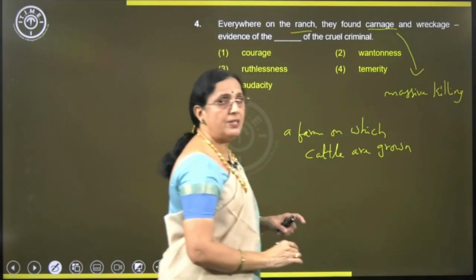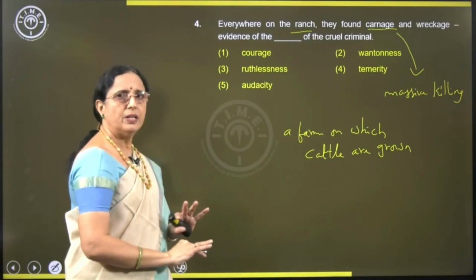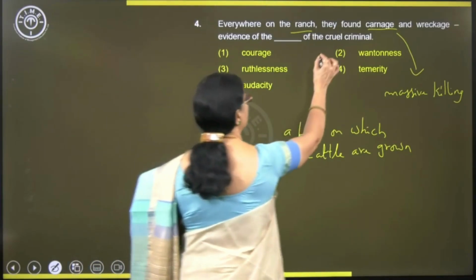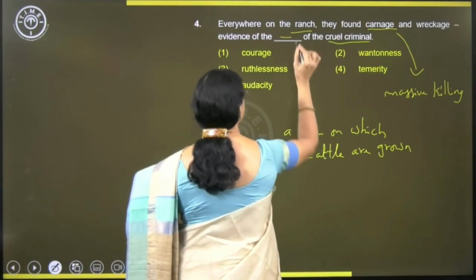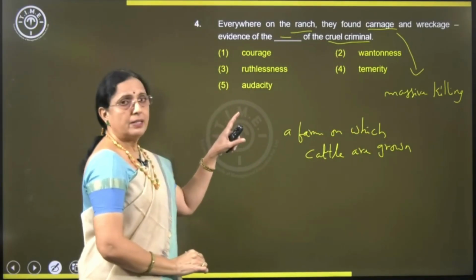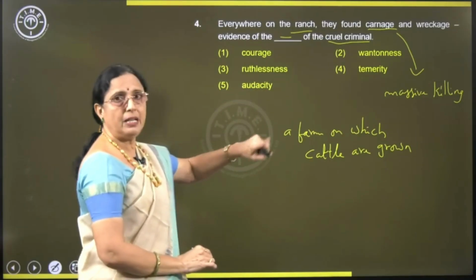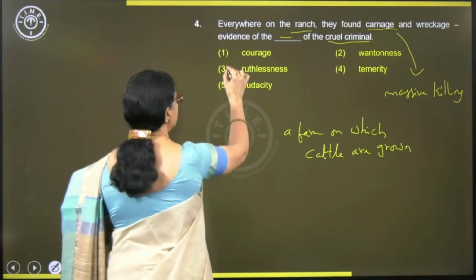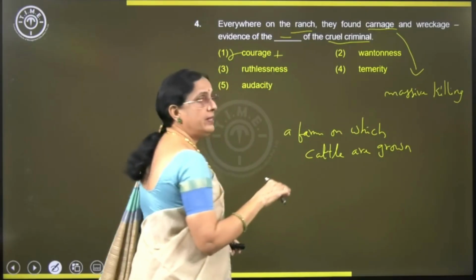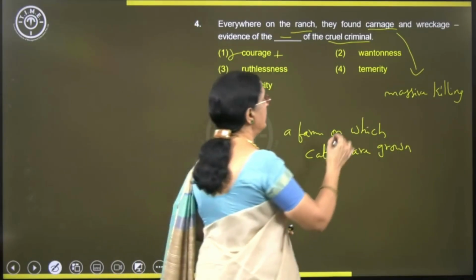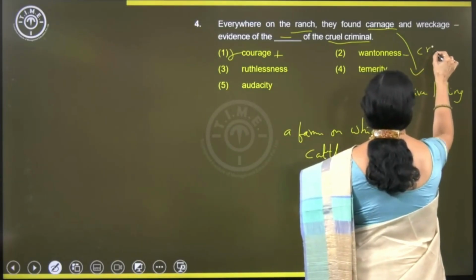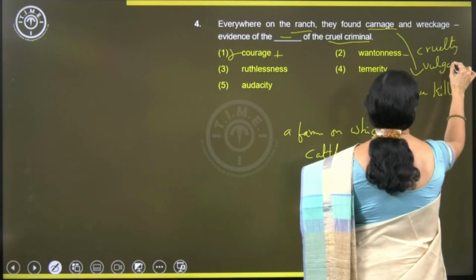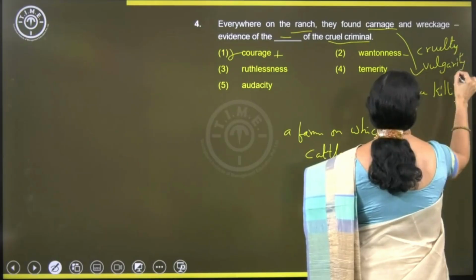And wreckage. Wreckage is what? Destruction, complete destruction, ruined. Evidence of the dash of the cruel criminal. Dash of the, what is that? Negative. So, somebody caused a rampage there and killed many and caused destruction. So, what is that? Negative word. Courage? Positive. No. Wantonness is cruelty. One meaning of wanton is cruelty. Second meaning of wanton is vulgarity. So, you can't take vulgarity here.